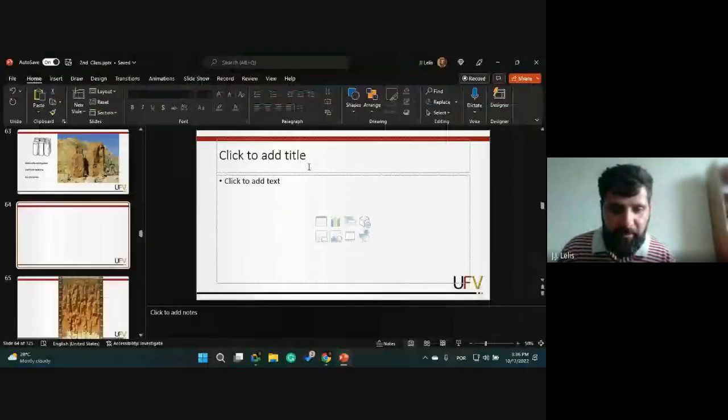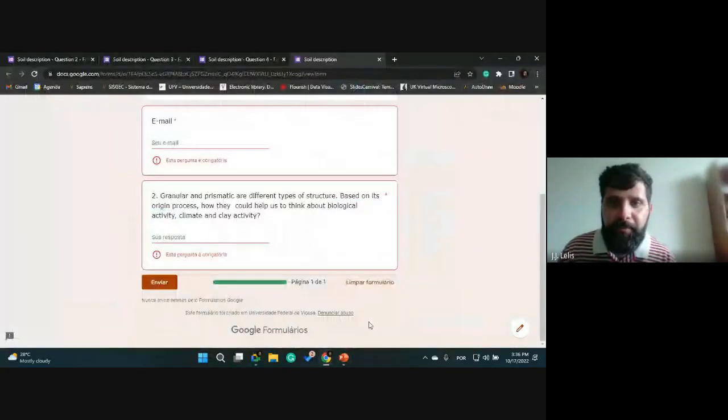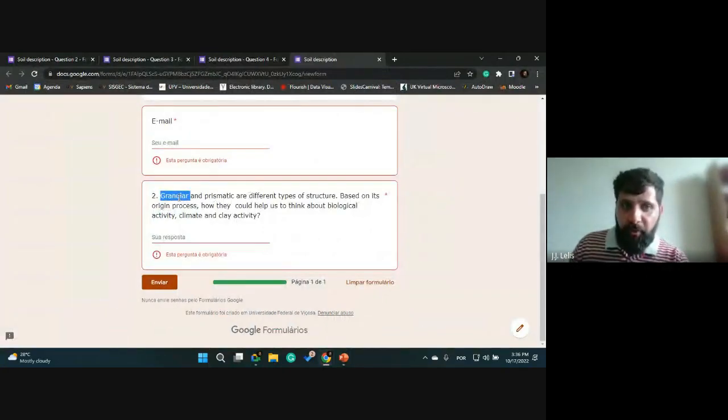Okay. So let's come back to the question, just a moment. So we have a granular structure that's formed by bioturbation, by mixing of mineral and organic materials by organisms. They are very common in soils that are very and deeply weathered and leached. So I can imagine that granular structures are common in wet regions or not so dry regions.